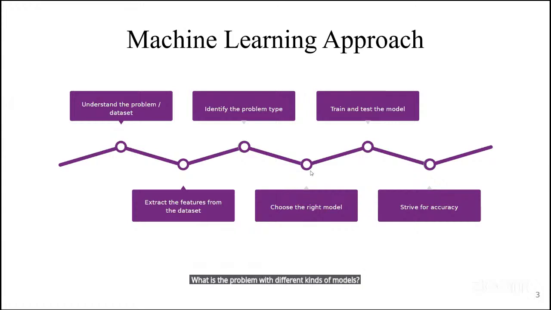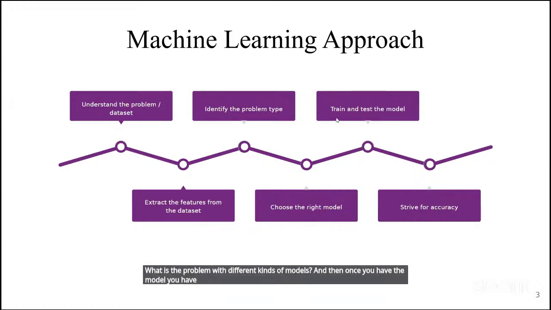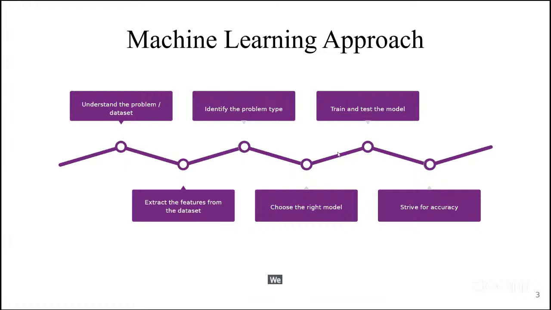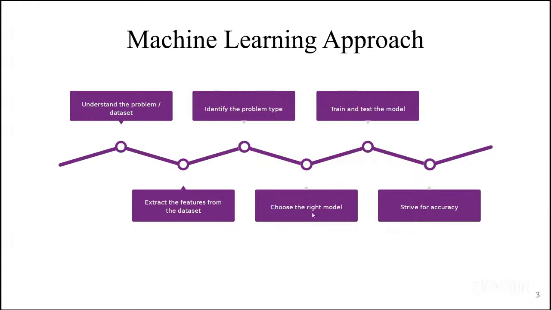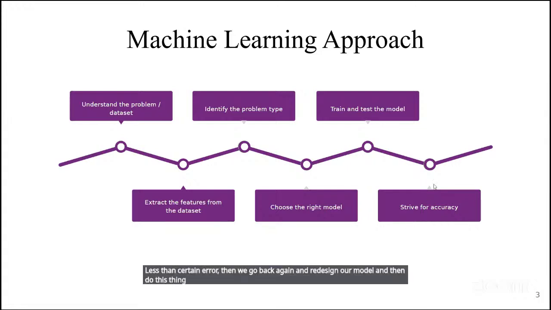Once you have the model selected, we split the data set into train and test data sets. We train our model on the training data set and test our model on the test data set, and we look for better accuracy or mean squared error, as we saw in our tutorial section. If we don't have sufficient accuracy, or the error is not less than a certain error, then we go back, redesign our model, and do this again. Once we have sufficient accuracy, we deploy that model. We give that model to the user of this problem.